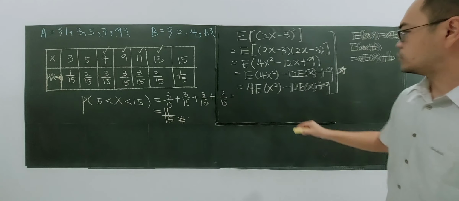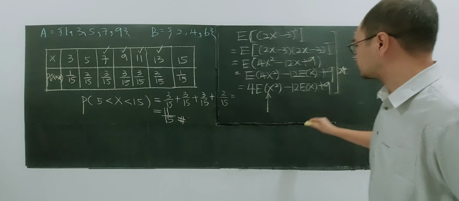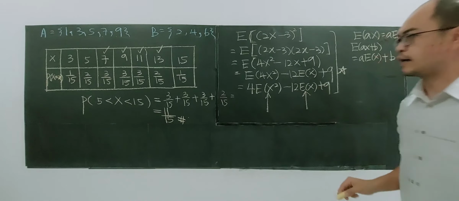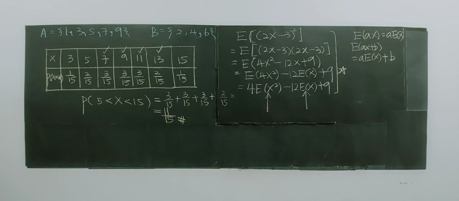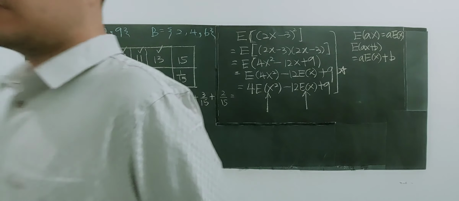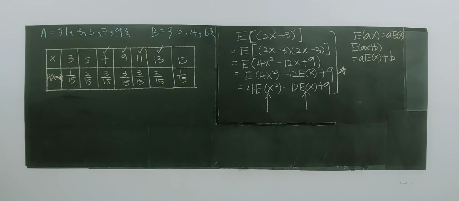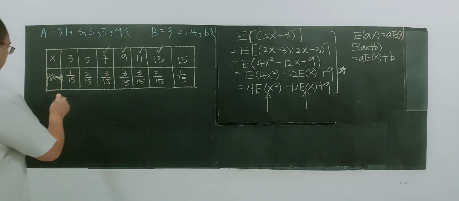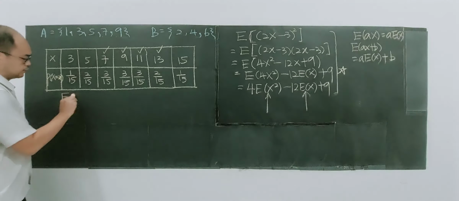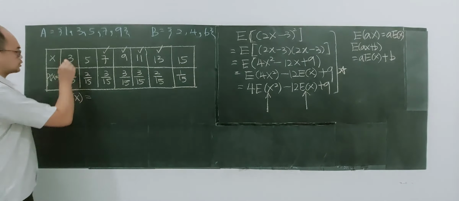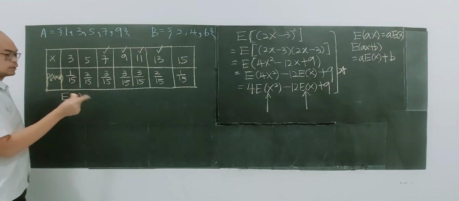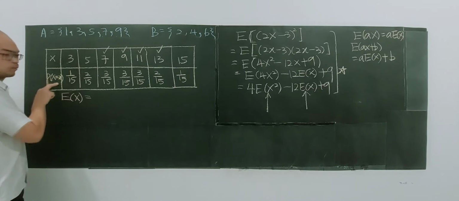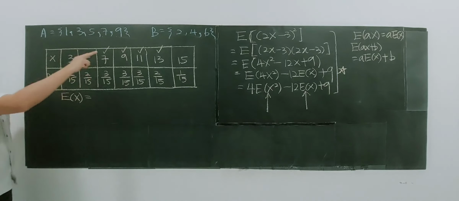Now very simple, you just have to find the value of E(X squared) and the value of E(X) by using the probability distribution table. Let's see how to calculate the value of E(X). E(X) is very simple, you have learned before. E(X) is the summation of the multiplication of x with the probability, for all the random variable, you just sum up.